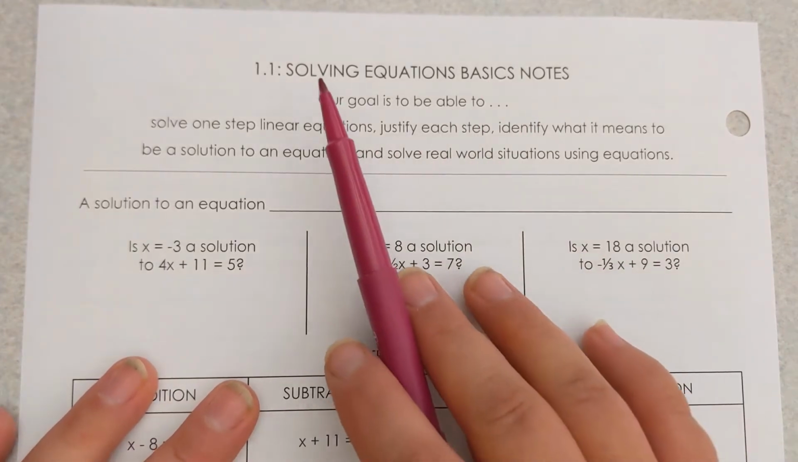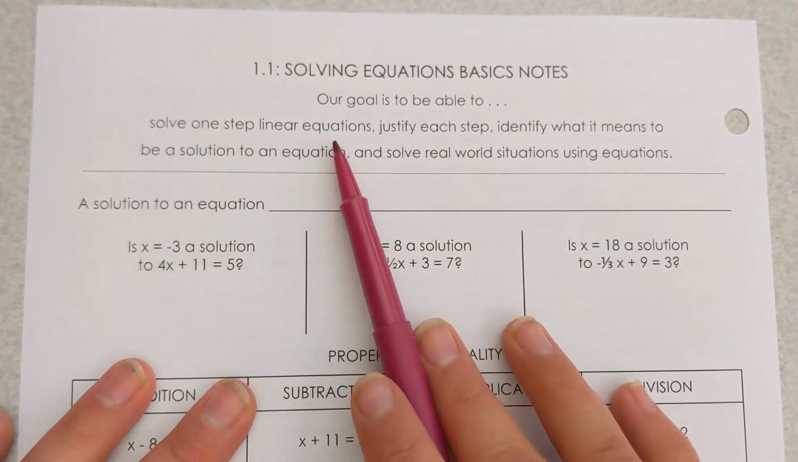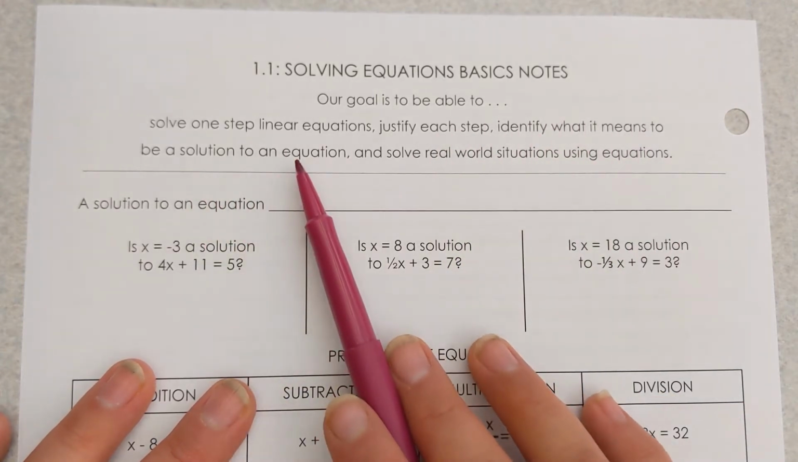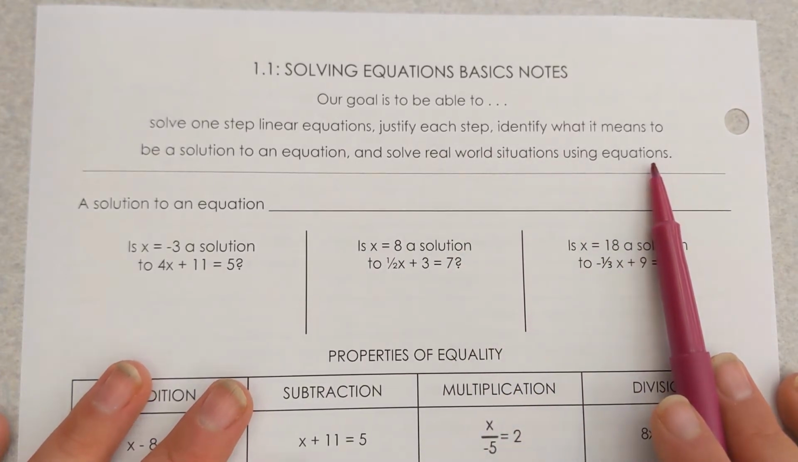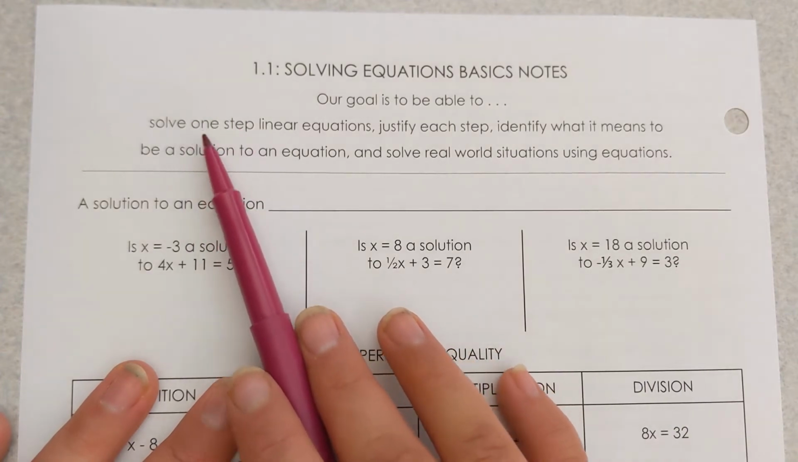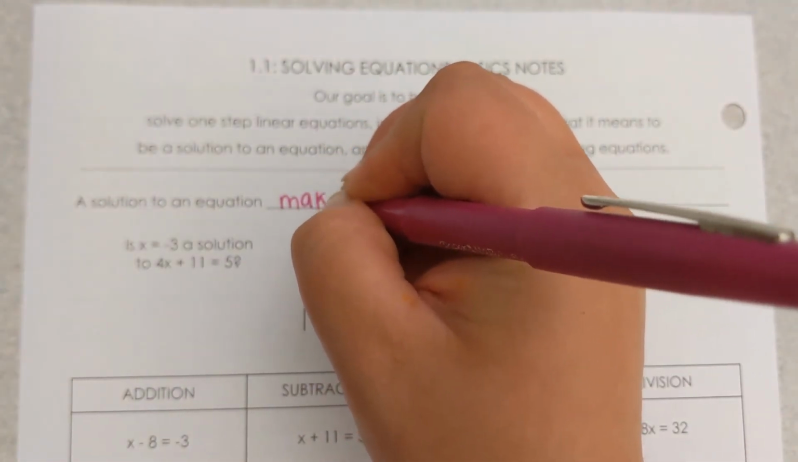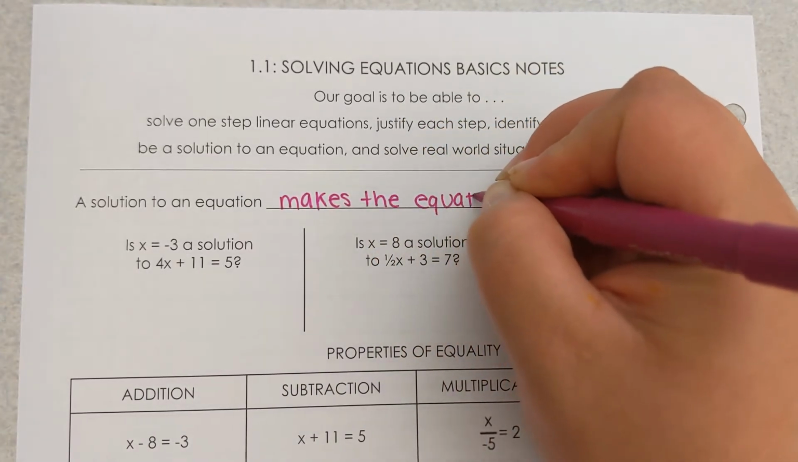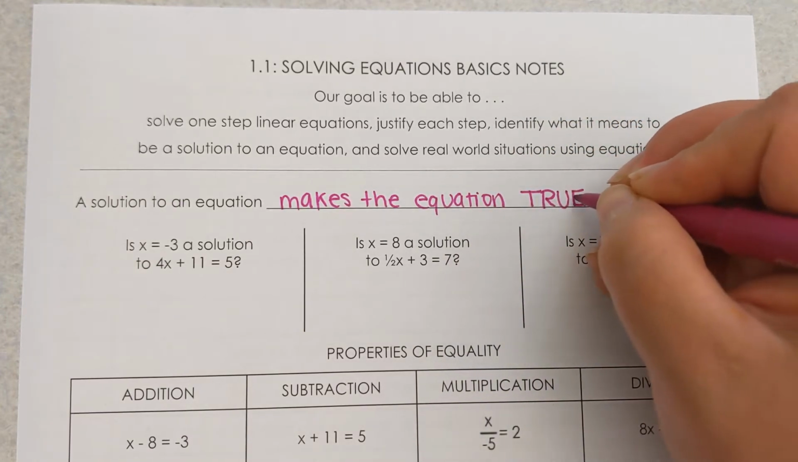So for our first section, I'm calling it Solving Equations Basics. Our goal is to be able to solve one-step linear equations, justify each step, identify what it means to be a solution to an equation, and solve real-world situations using equations. I know that sounds like a lot, but we're only doing things that are one step today, okay? So first things first, a solution to an equation makes the equation TRUE.